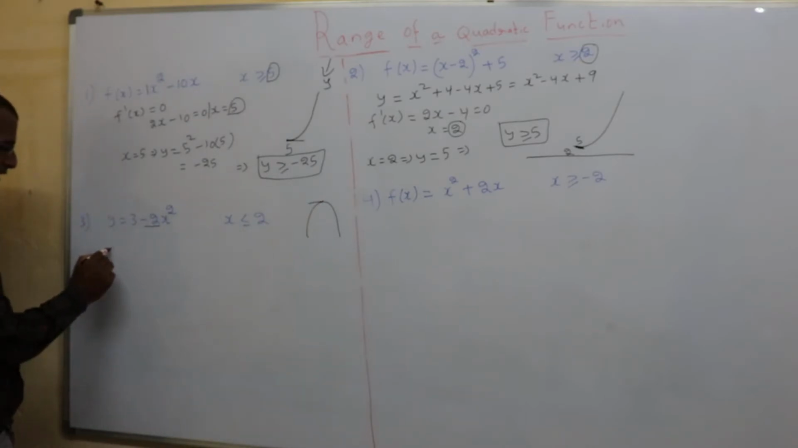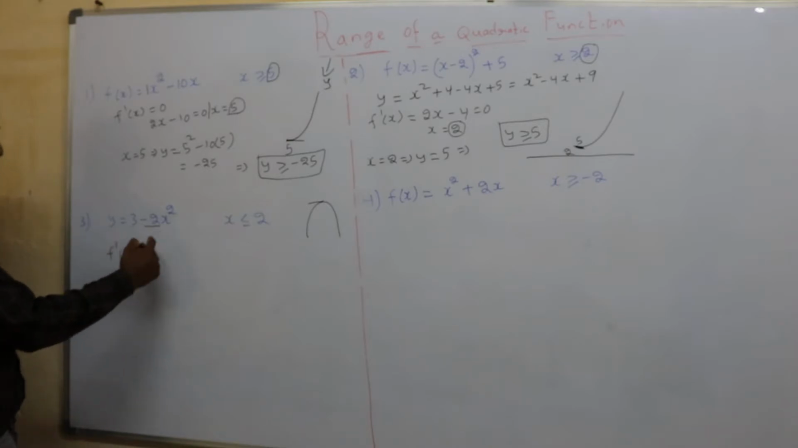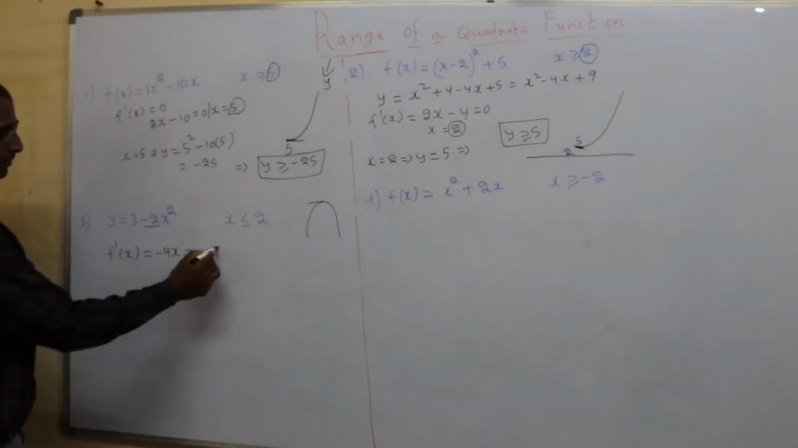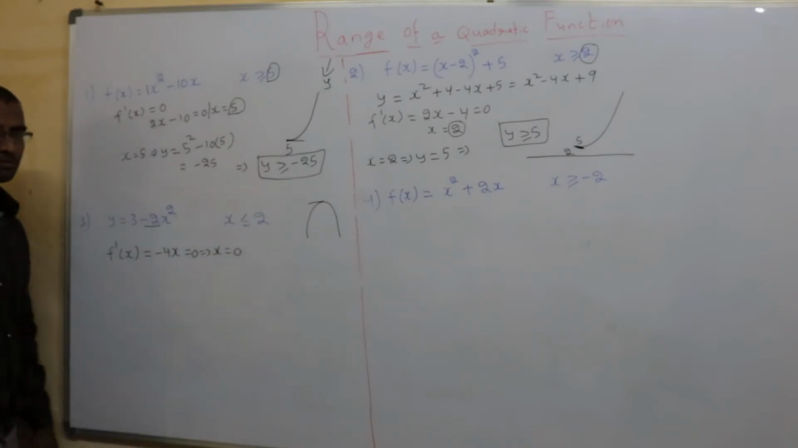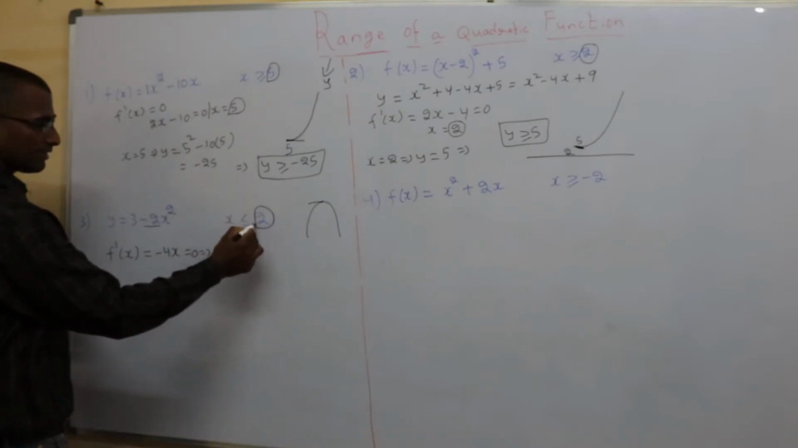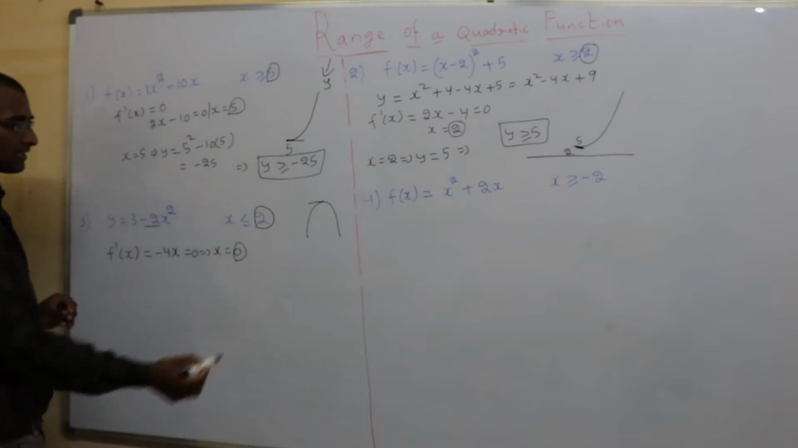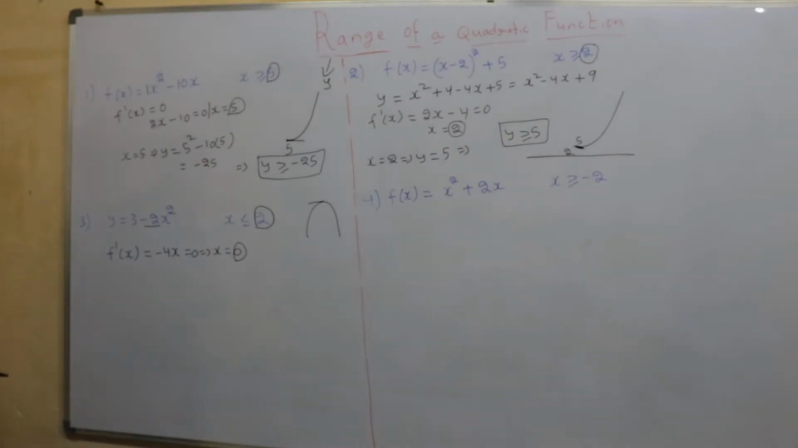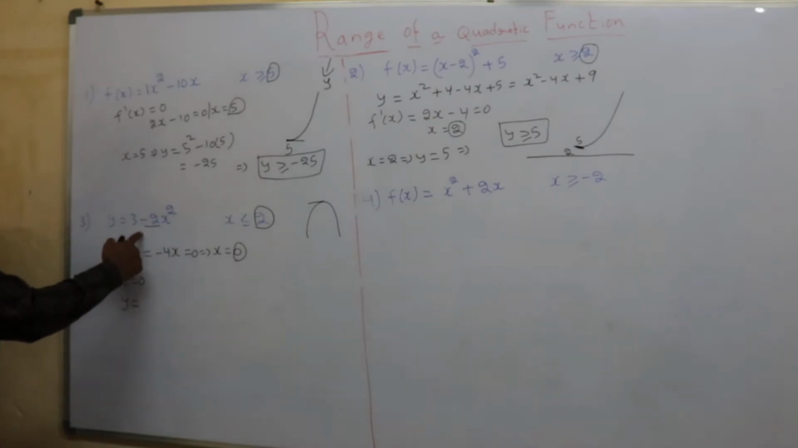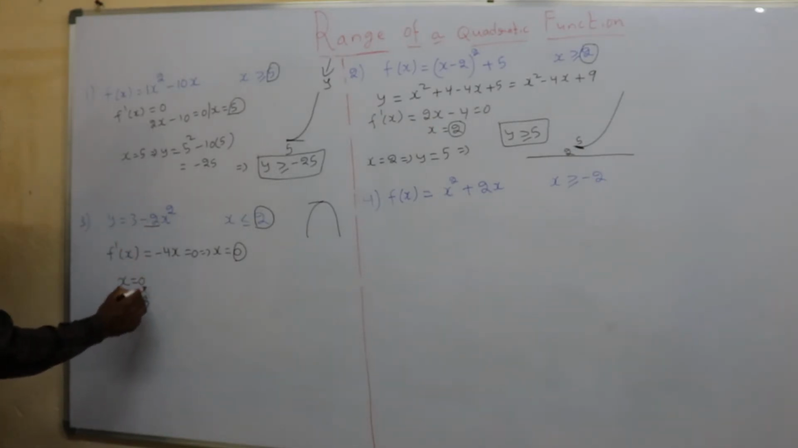To get the turning point, f dash x equal to 0. The differentiation of 3 is 0 here, minus 4x equal to 0, that implies x equal to 0. The difference between this and the previous ones is that this value of x and this x are not the same. So whenever they are not the same, what do you do? See here. When x is 0, how much will the y value be? Place in this: 3 minus 2 into 0 squared, I get 3.